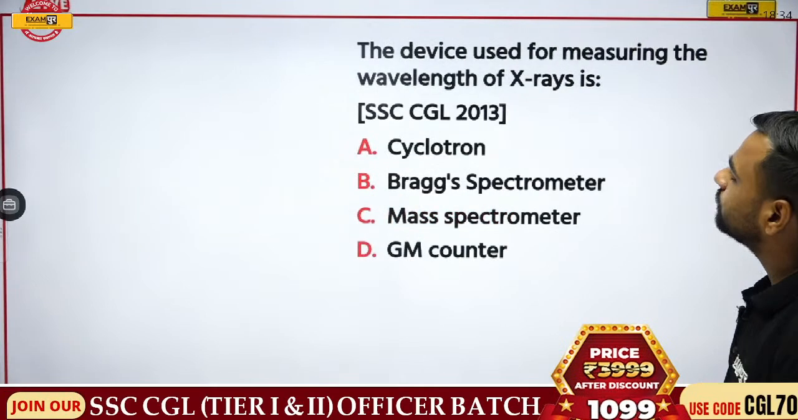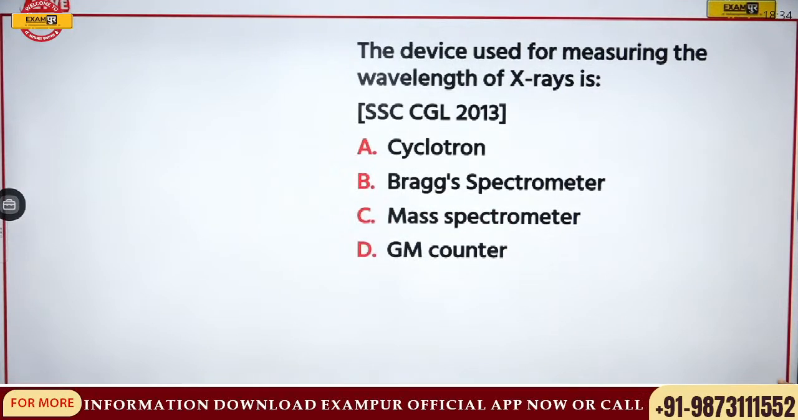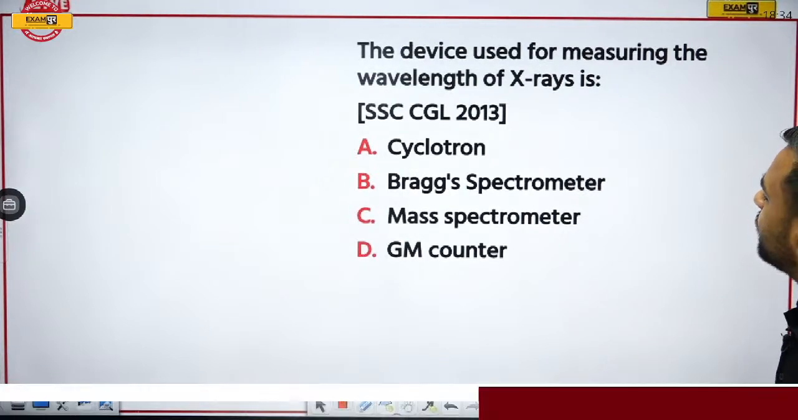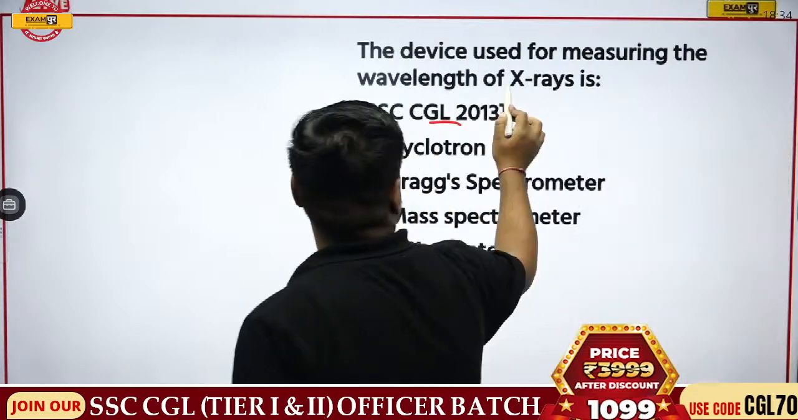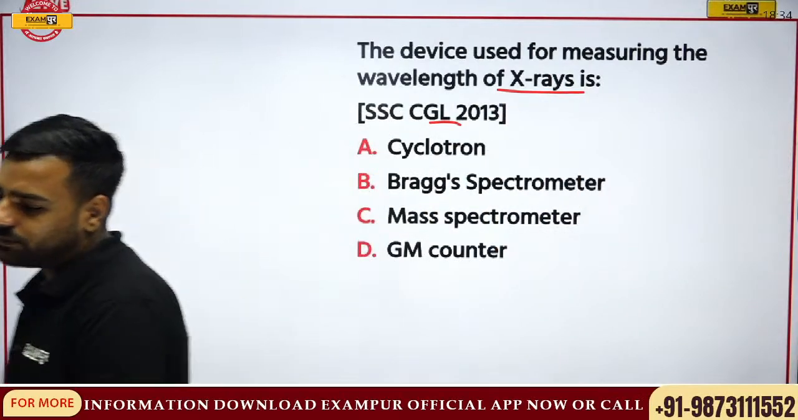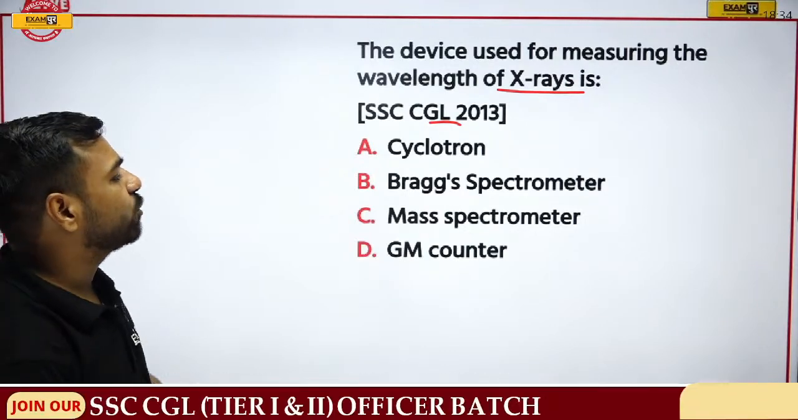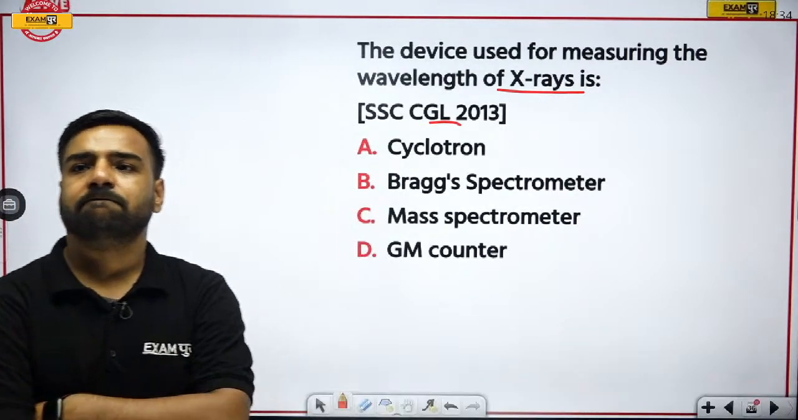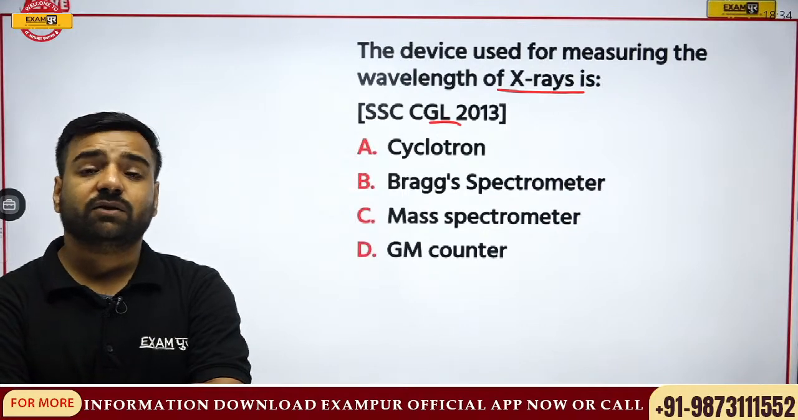Next, the device used for measuring the wavelength of X-rays is what? Is it cyclotron, Bragg spectrometer, mass spectrometer, or GM counter? Now this is from CGL again. So the wavelength of X-ray is measured by what? Answer please. What do you think? What is going to be the correct answer here? Device used for measuring the wavelength of X-rays.